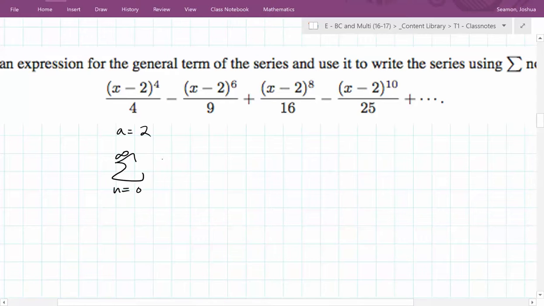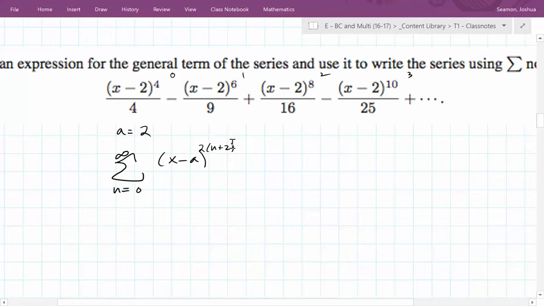So if we start at n equals 0, it's going to be x minus a to the what power? I think it's n plus 4. Is it? Well, 4, then 6, then 8, then 10, right? So if we're starting at 0, what's the power of x minus a going to be? You could write it as 2 times n plus 2, right? It's double, 2 up from it. Are we okay with that?